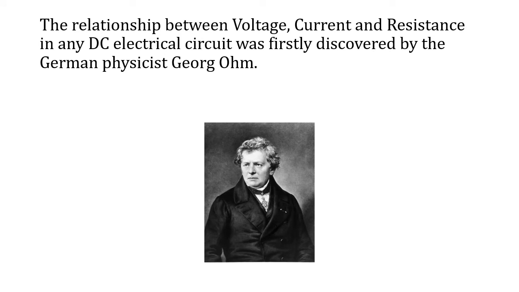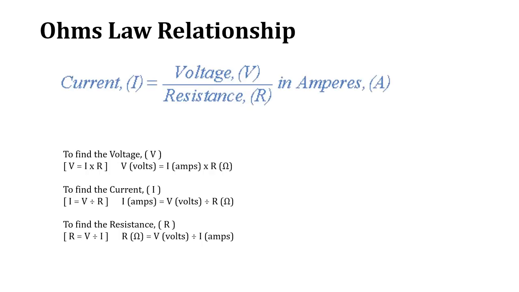So here you are seeing German physicist Georg Ohm. He is the one who discovered the relationship between voltage, current and resistance in any DC electrical circuit. Ohm's law relationship: here you can see the relationship for the current. According to Ohm's law, the current will be equal to voltage over resistance R. The unit of the current is ampere.